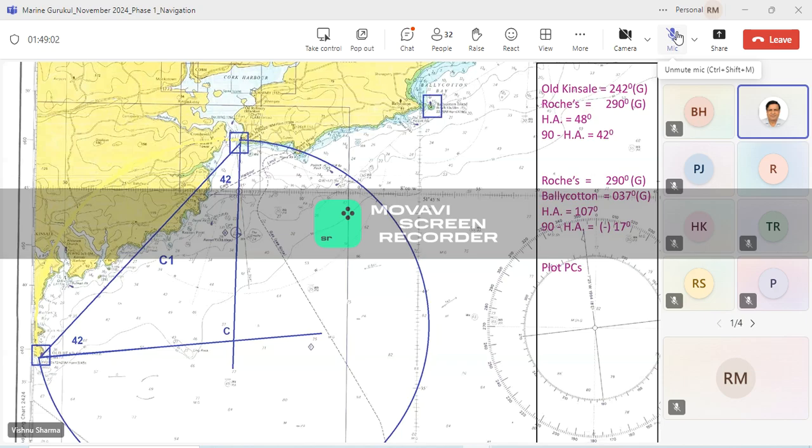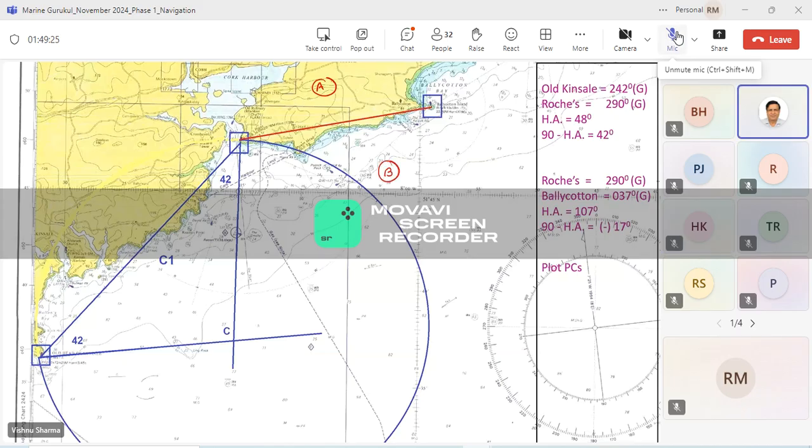Now we deal with the second pair, or second horizontal angle. It is between Roche's and Belly Cotton. We draw the baseline. Baseline comes in red. Now, do we draw the angle on side A or do we draw the angle on side B? Look at it and tell me. Side A, sir.